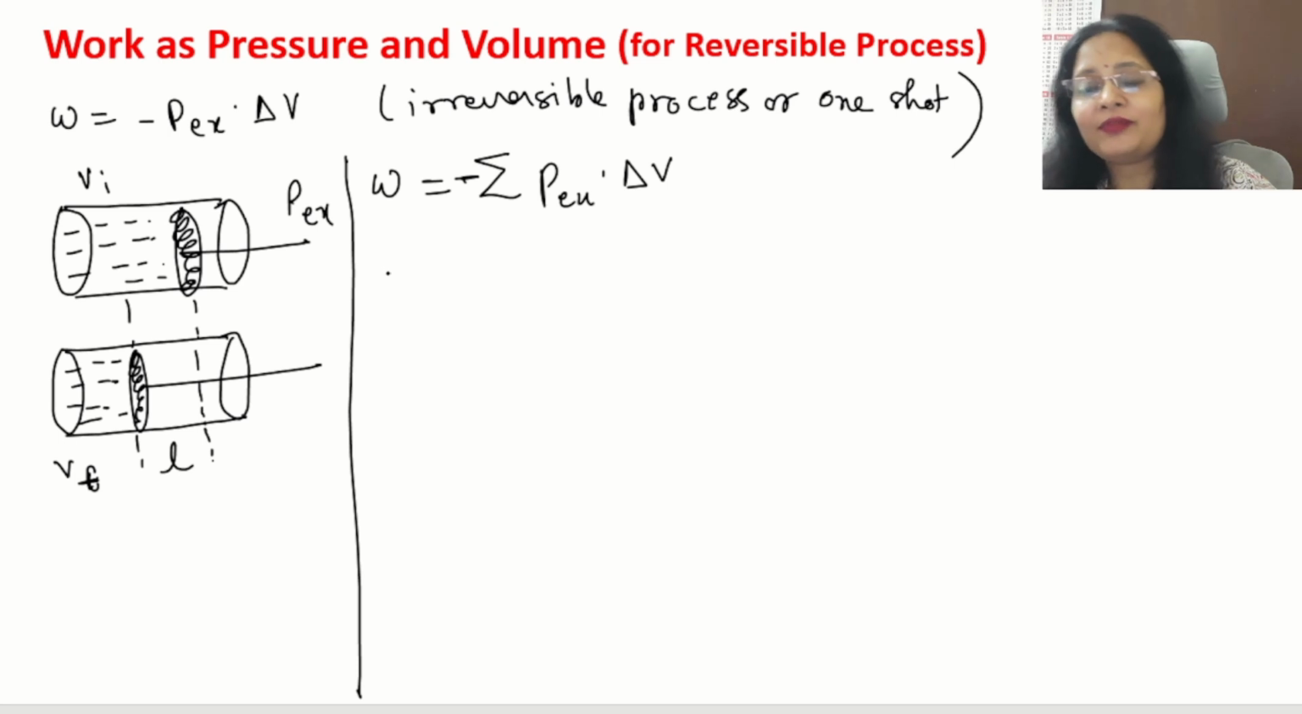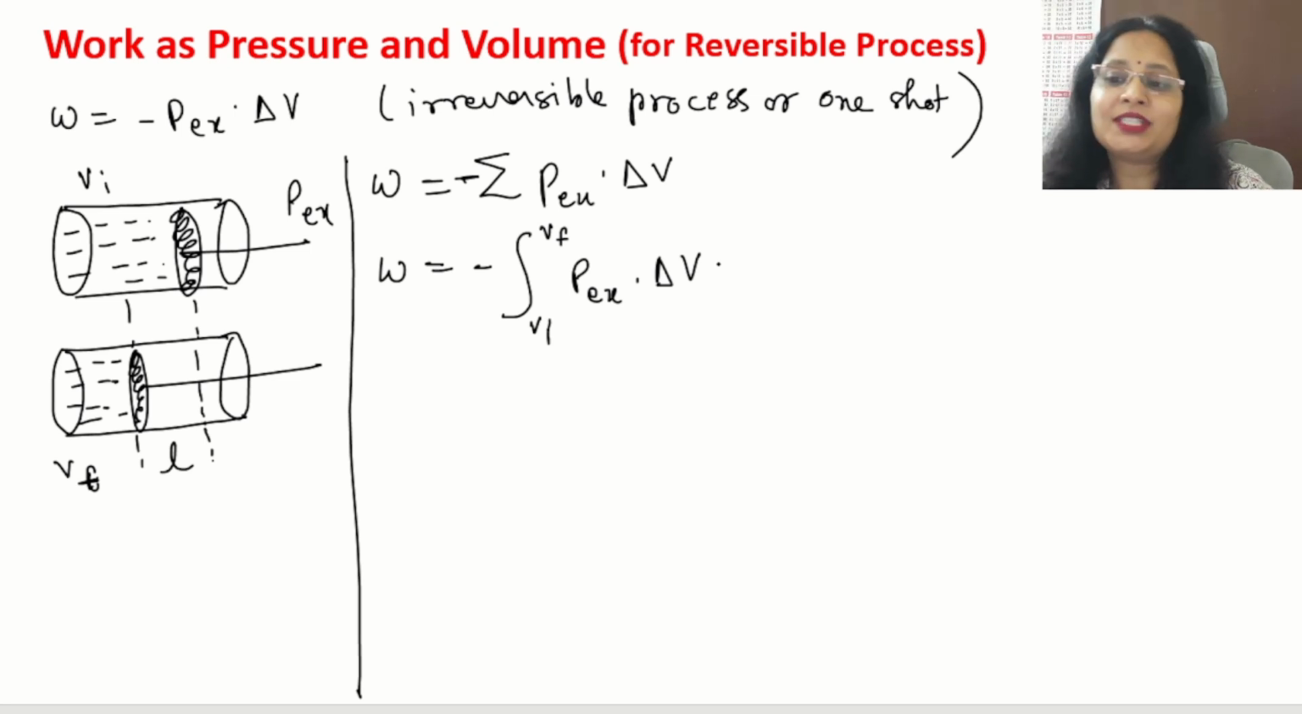So what will happen when it is a very slow process? The summation is changed to the integration. So we can write minus integration from where? V initial to V final, P external into delta V. We can write like that. So for a reversible process, integration will be used.